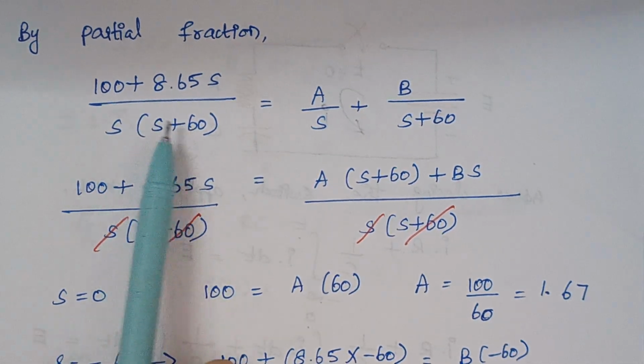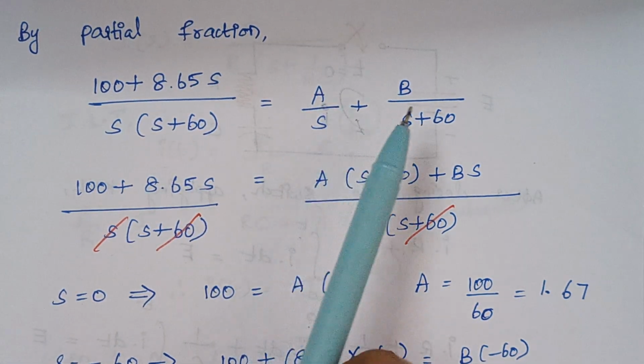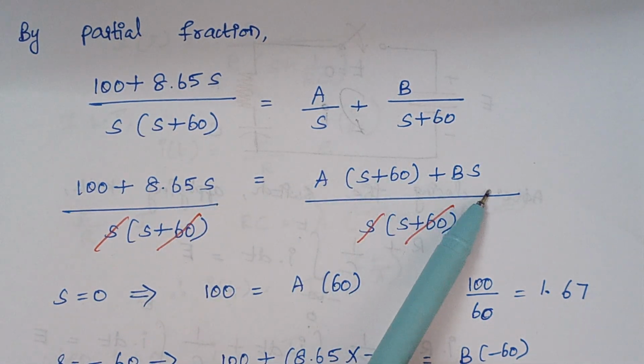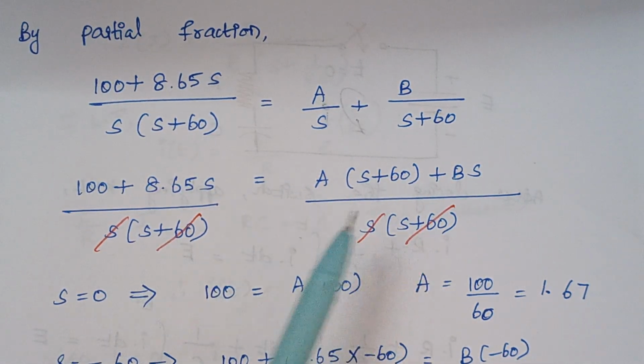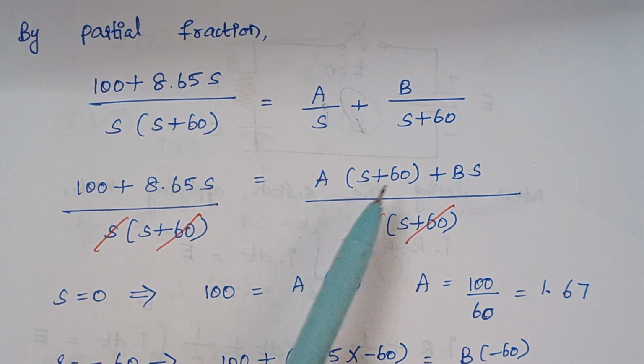So here we are having two terms. So we are splitting this expression as two parts, A by S plus B by S plus 60. So here we are taking LCM. When you take LCM, you see both the denominator terms cancel each other.